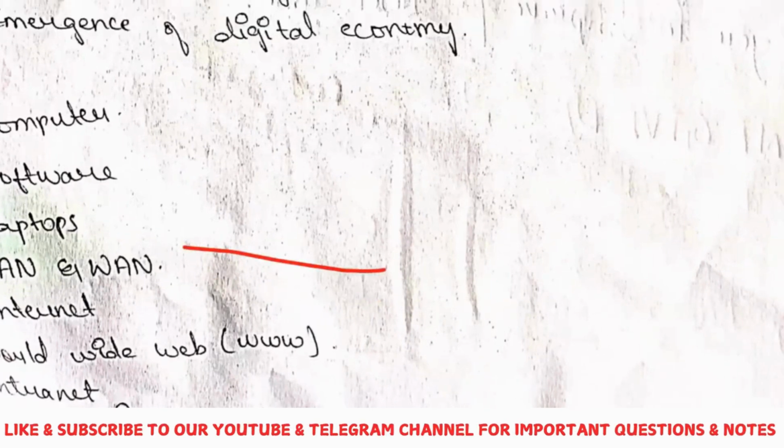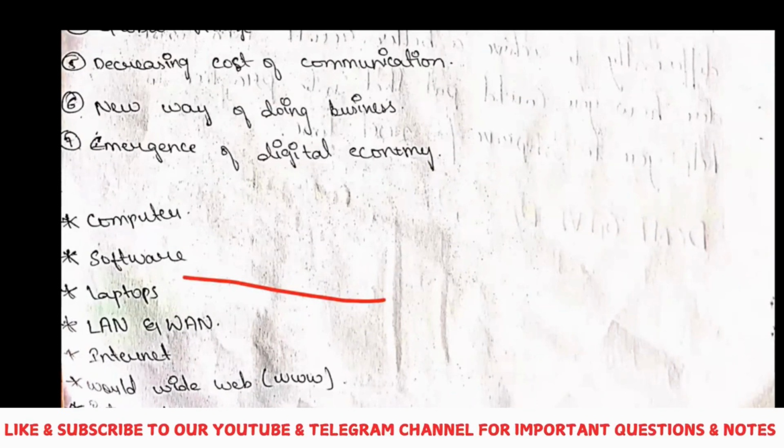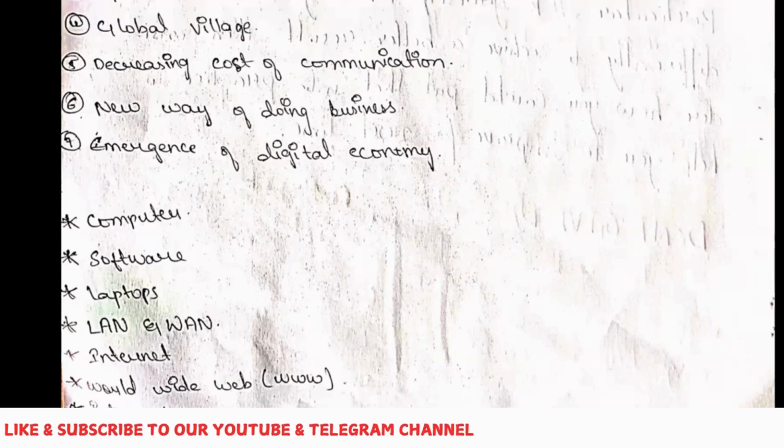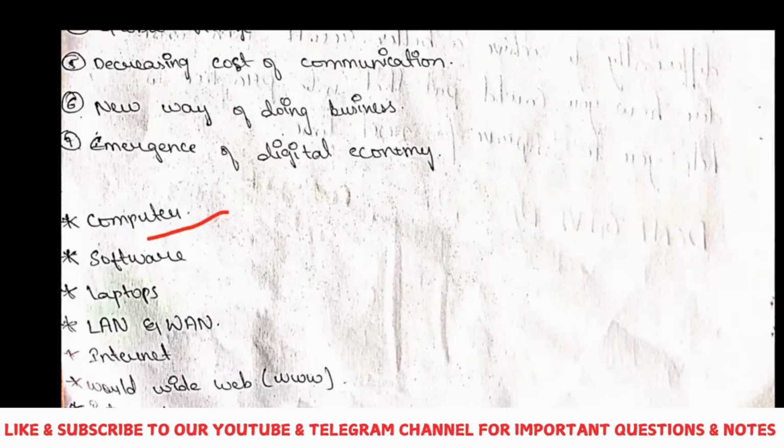Okay. And here we have some types, and here we have computers. How I said, nowadays the use of computers increases, right? Am I right or not? Computers and software are there, laptops are there, LAN and WAN are there.